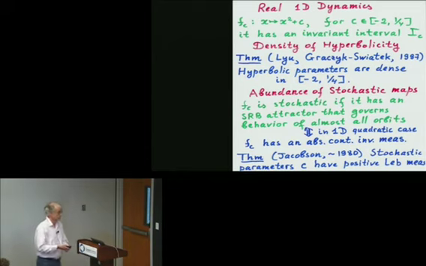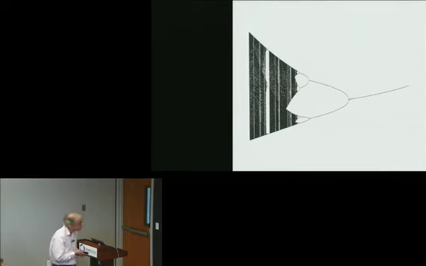So what Jacobson proves is that there is a set of parameters of positive measure for which the map has an absolutely continuous invariant measure. For instance, -2 is a density point for this set of stochastic parameters, and that's why everything looks so darkish here. So the hyperbolic maps, though they are dense, occupy a very small portion of the parameter space.